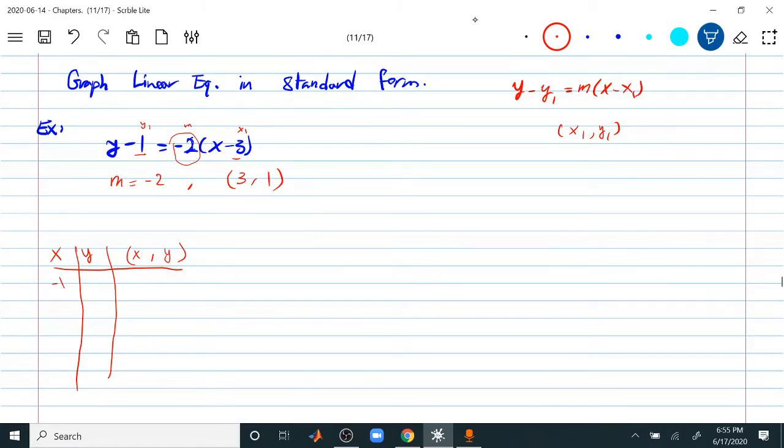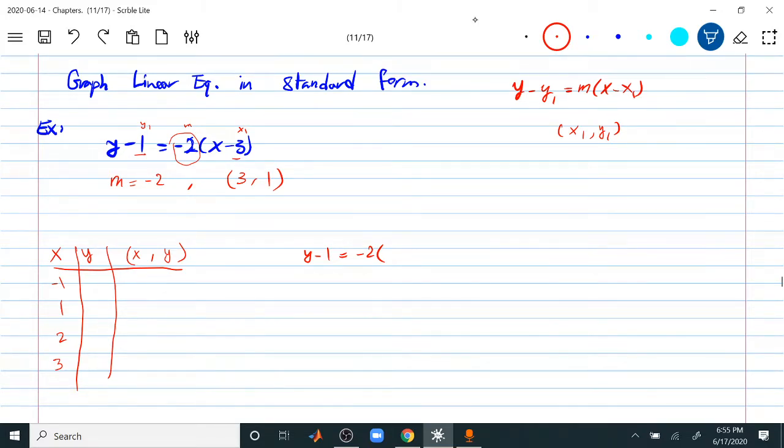So I'm going to pick -1, 1, 2, and 3. Something like this. So here, let's try this. Let's pick -1 for x. What do you get? The numbers are going to be a bit larger, but let's try it. y minus 1 equals -2 times x. Sorry, we picked x already.